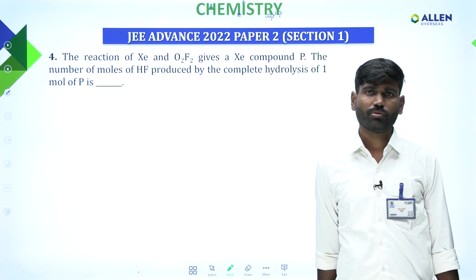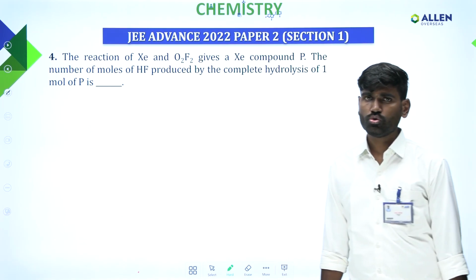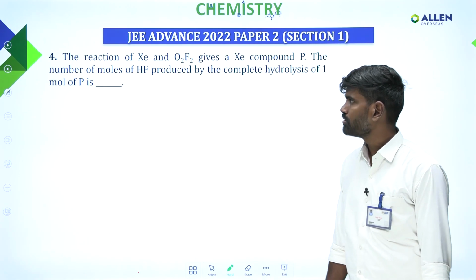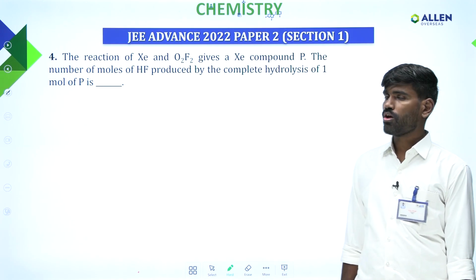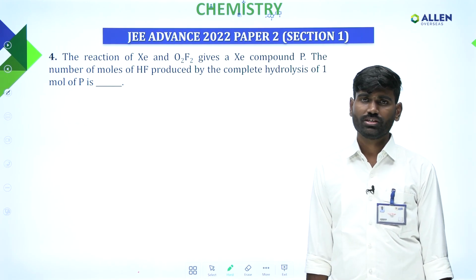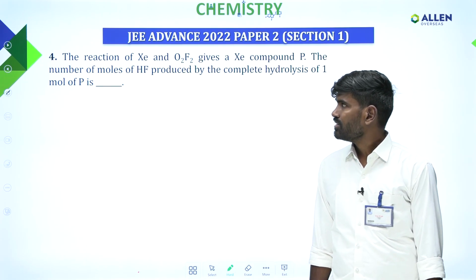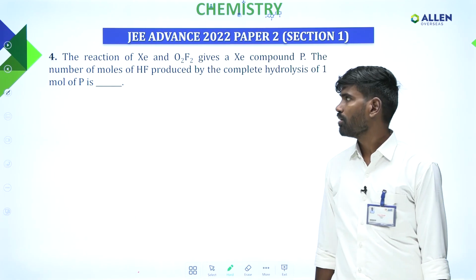Now let us see question number 4. Question number 4 says: the reaction of xenon and O2F2 gives a xenon compound P. The number of moles of HF produced by the complete hydrolysis of 1 mole of P is. Now this question is from the P block of class 12th, and this O2F2 is a fluorinating reagent, right? We must be knowing about it.